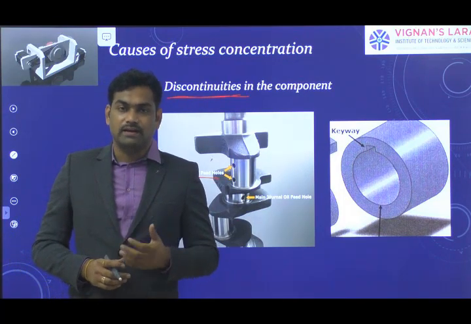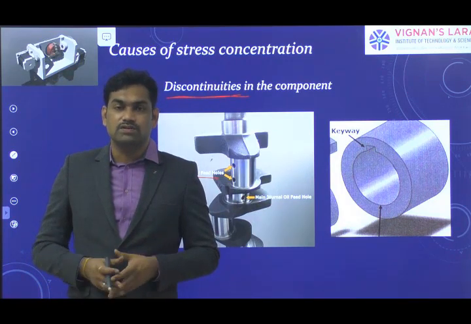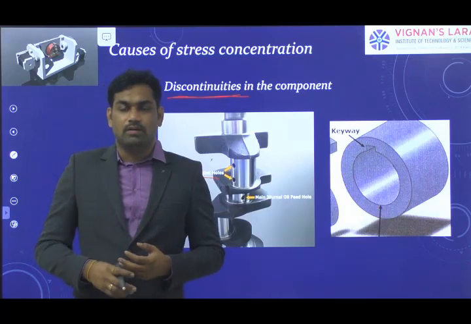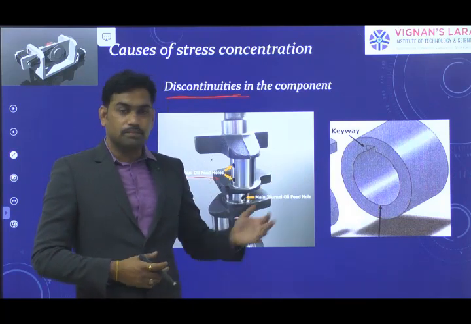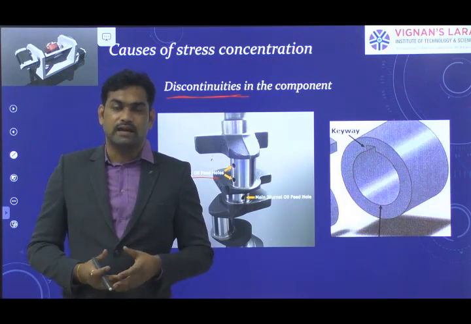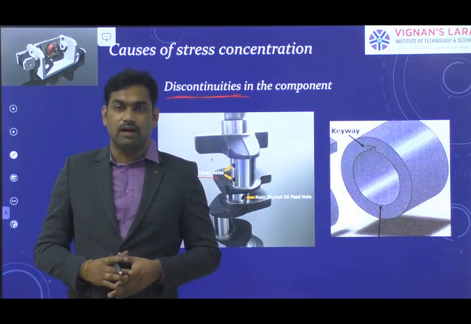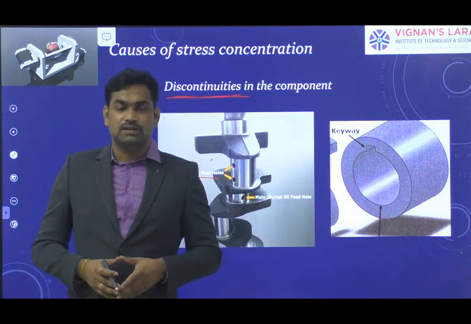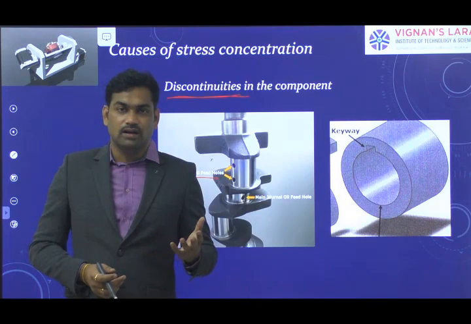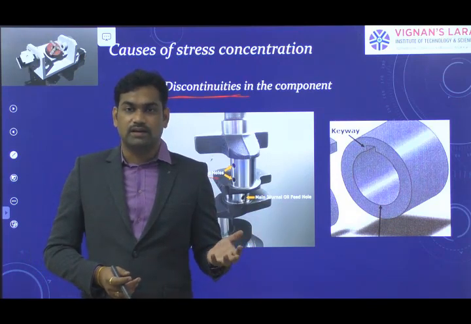But in practical cases, it is impossible to maintain a uniform cross section. It is required to make oil holes. It is required to provide keyways. It is required to change the dimensions in order to provide a hub or some other things. The cracks are not in our hands. It is a manufacturing defect or casting defect.